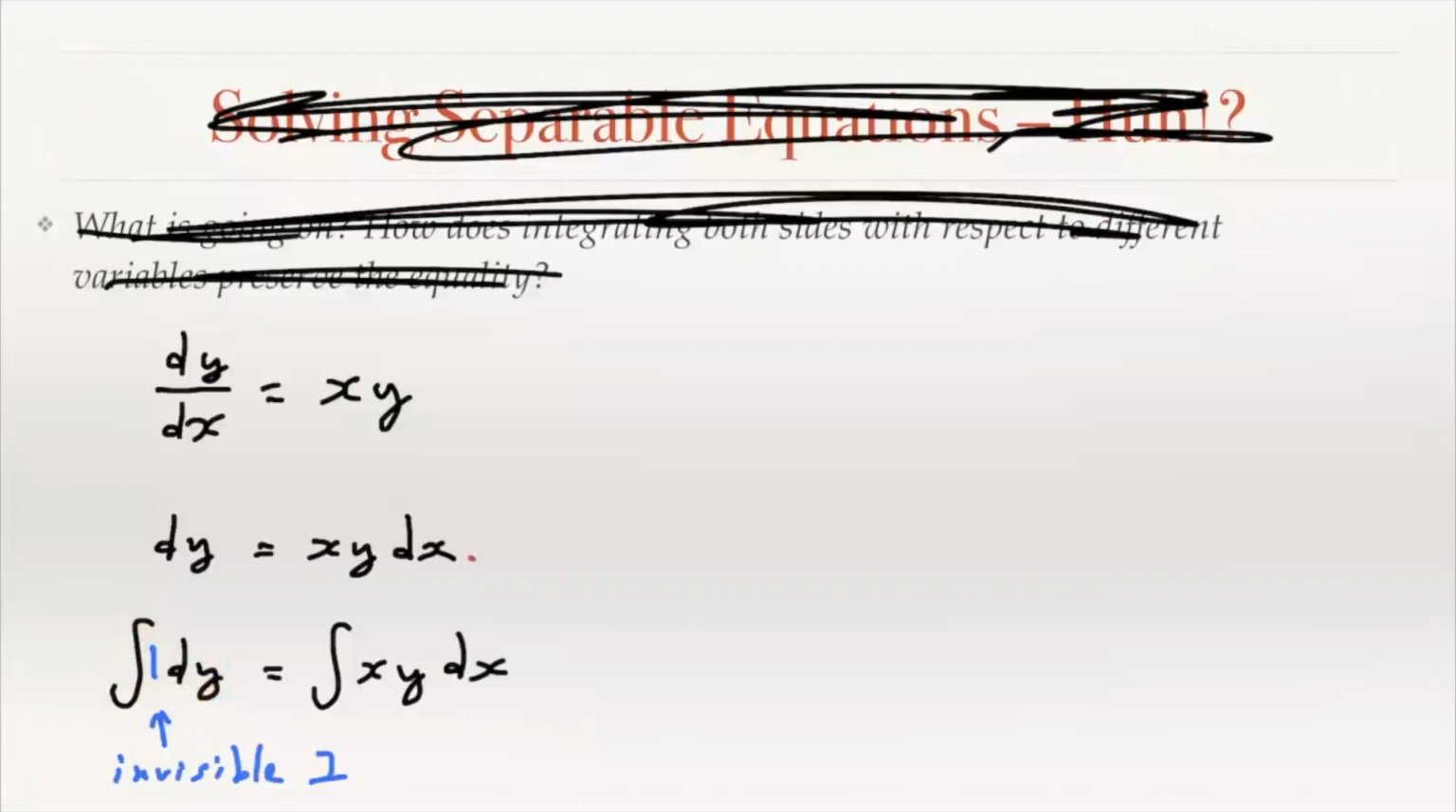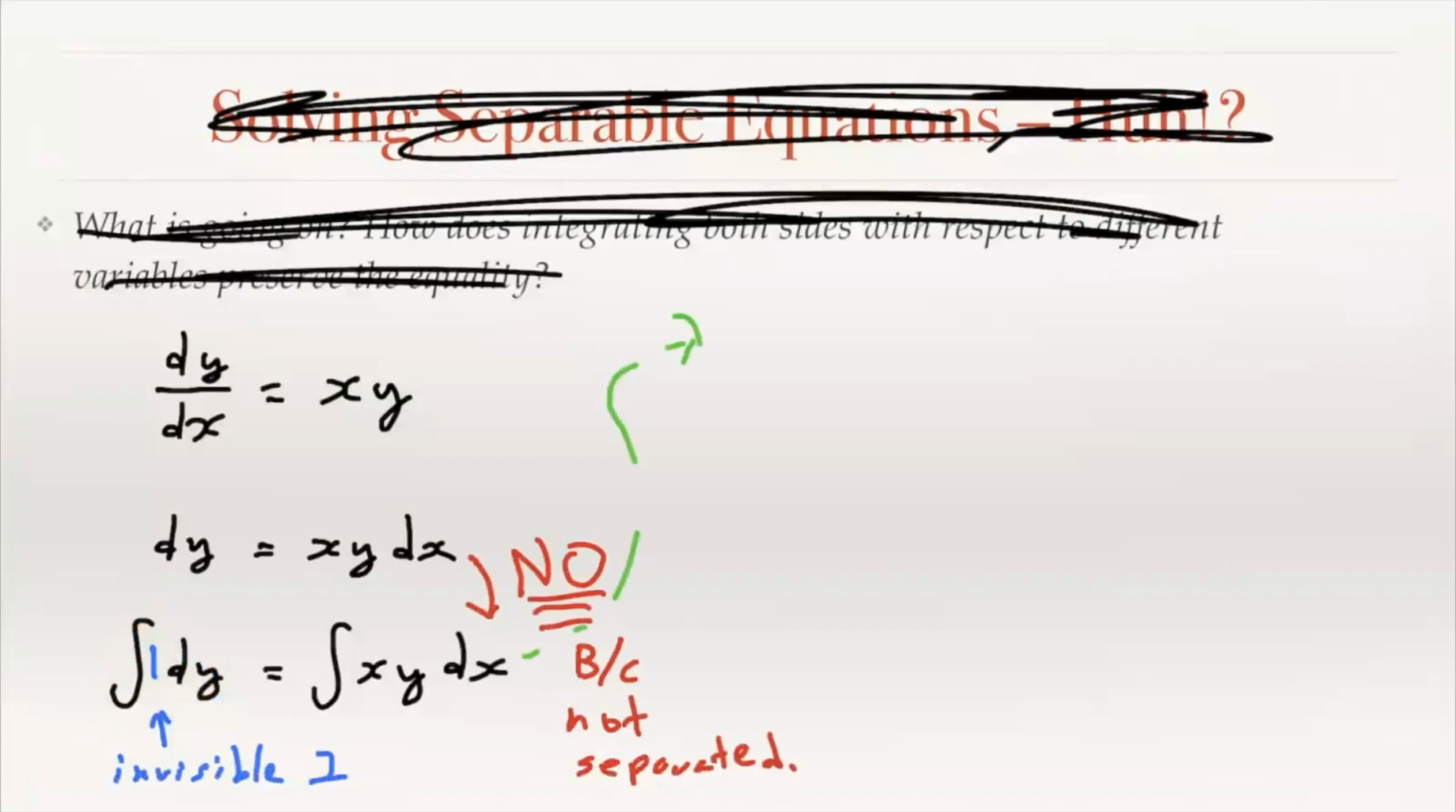Okay, going from this step to this step is a giant no. That's a no because they are not separated. You might think, okay, well, at this point, that left-hand side, integral of 1 dy is y, and integral of xy dx, that's like y is a constant, so you might think, okay, that's 1/2 x squared y.